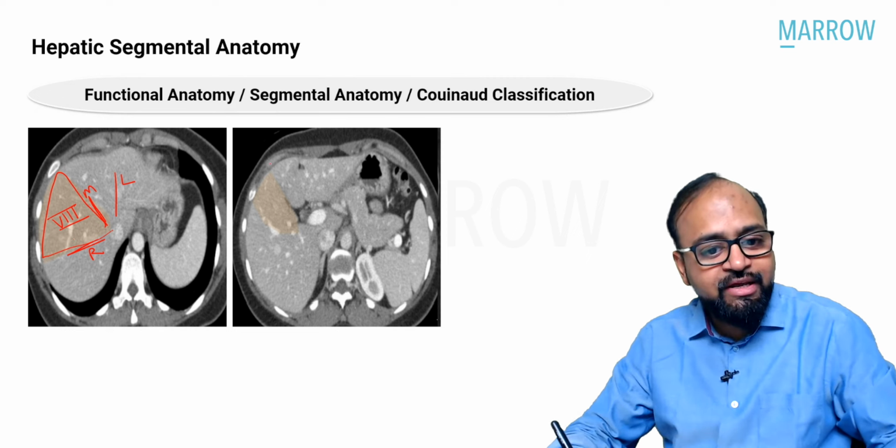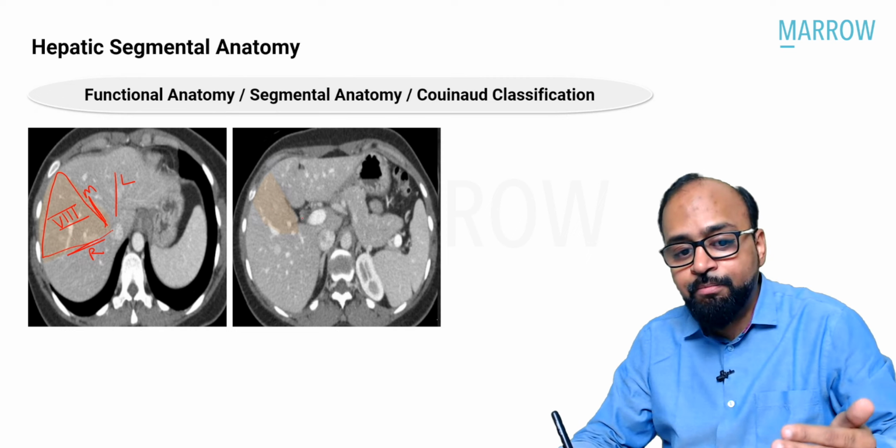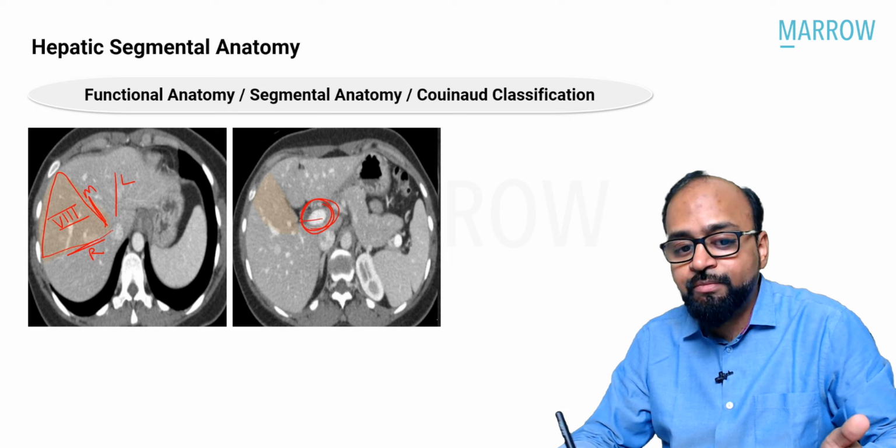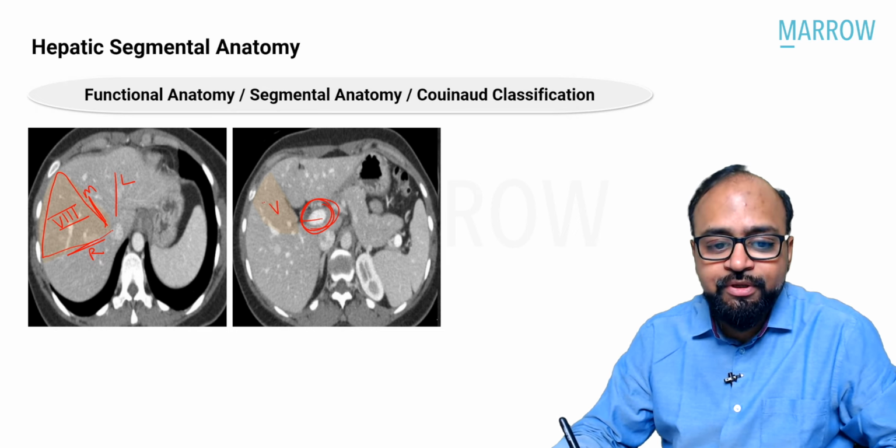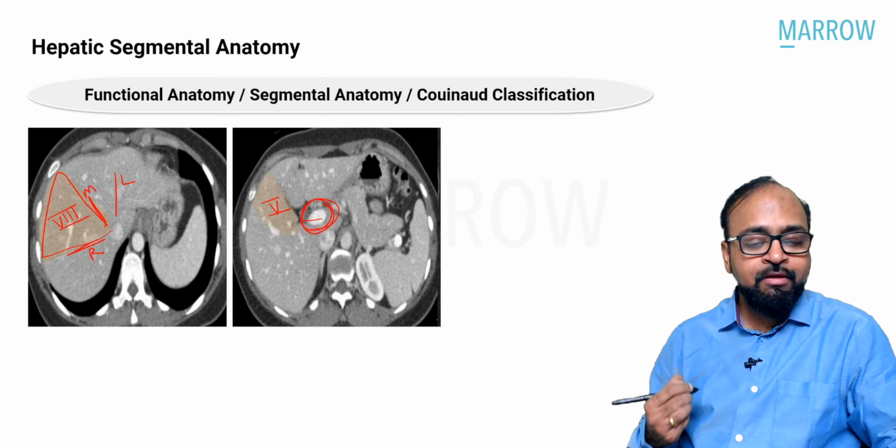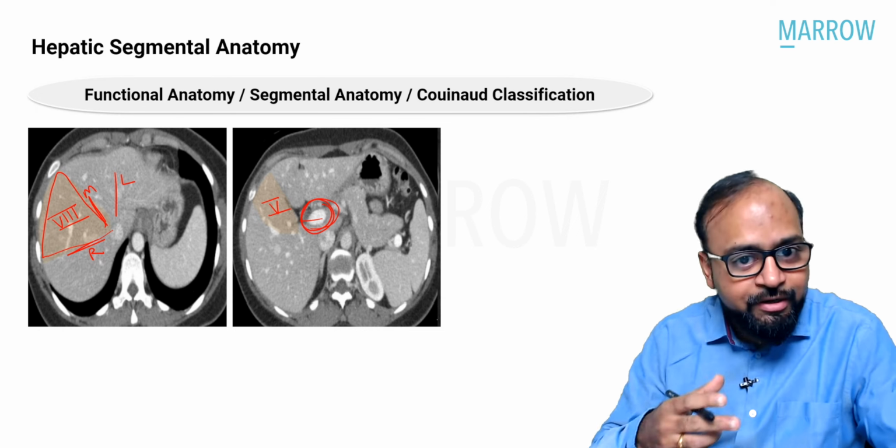Just below segment 8 in the same corresponding area, but below, because a portal vein branch is seen here, this is going to be segment 5. These are the anterior parts of the right hepatic lobe.